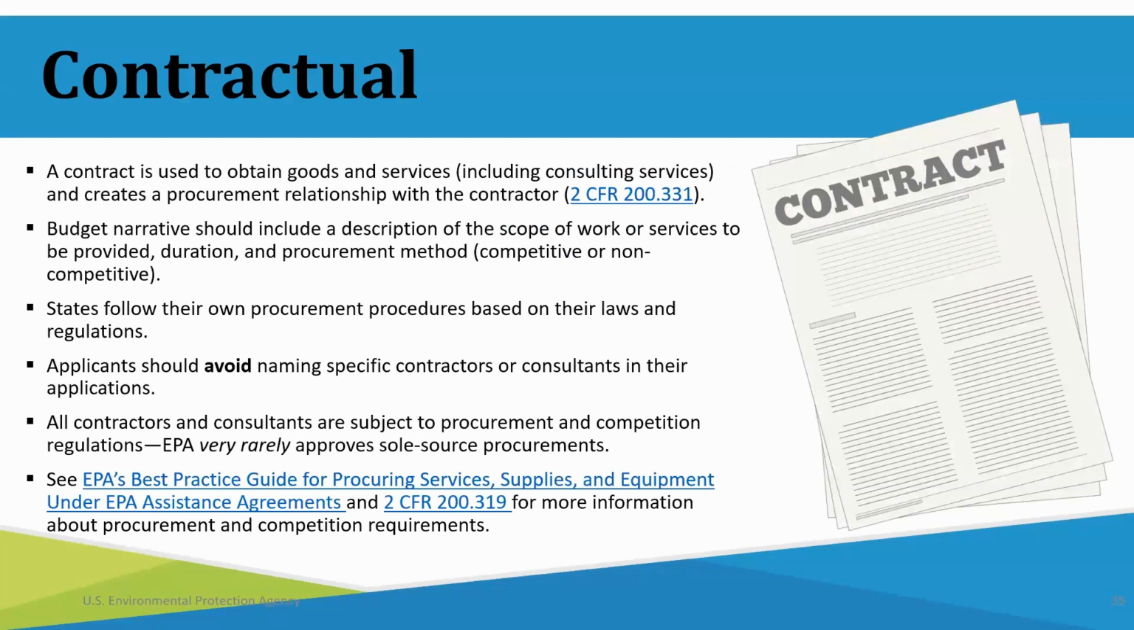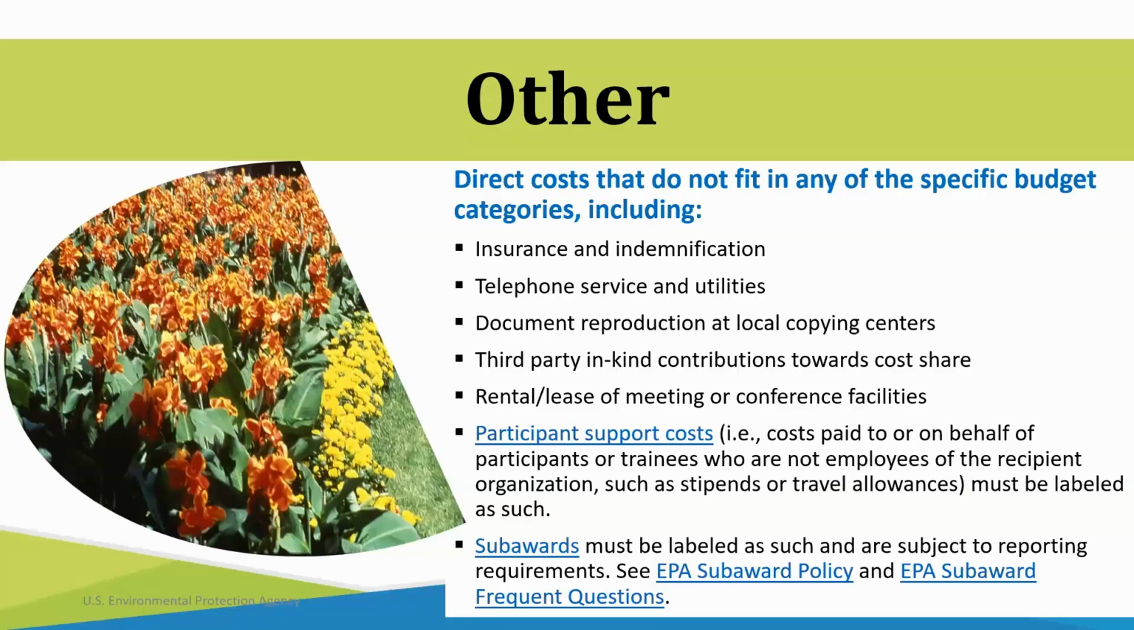Contracted services are those carried out by an individual or organization other than the recipient, with whom the recipient has established a contractual relationship. In the budget narrative, you should describe the scope of work of the contractor or the services being offered. You should describe the procurement method. You don't need to name specific contractors or consultants in the application.